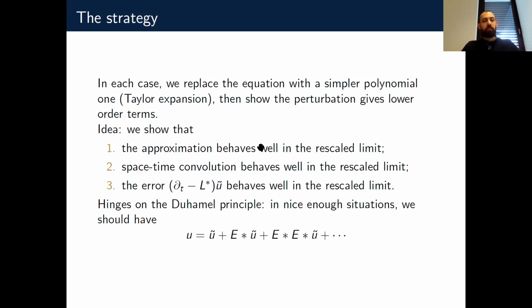You want to show that the approximation you have is well behaved in the scalings you have, right? So if in your initial equation you're expecting square root of t, then in your approximate equation you should also have square root of t. You want space-time convolution to behave well, again, with this type of scalings. What does this mean? I'm going to tell you in a bit.